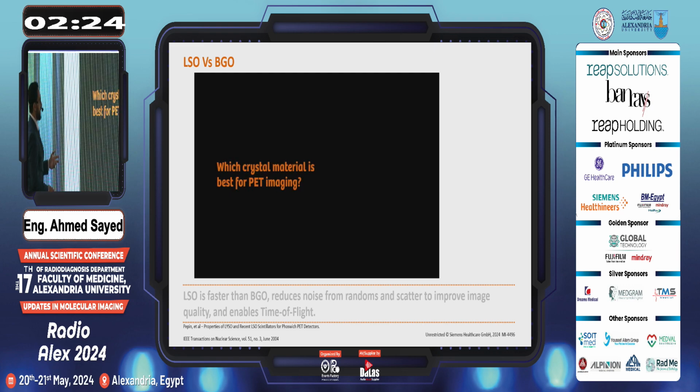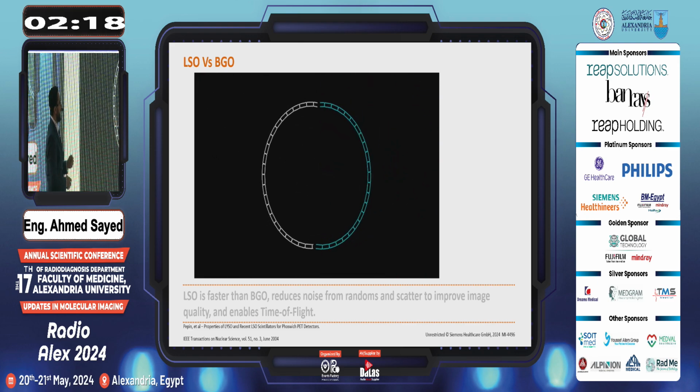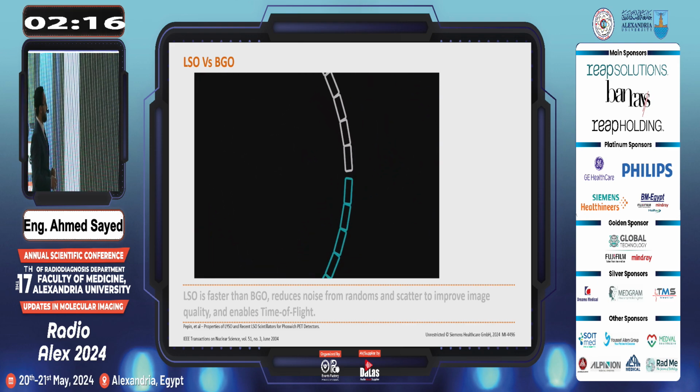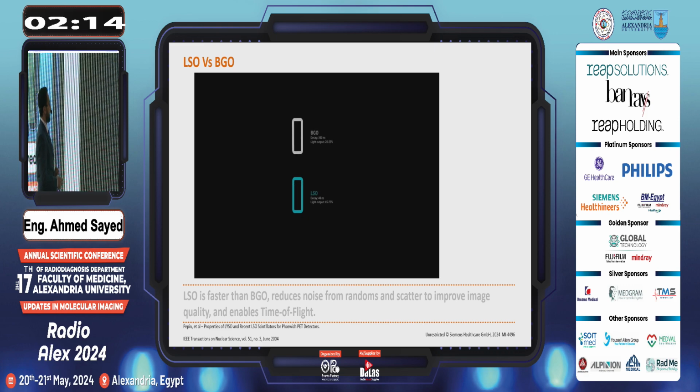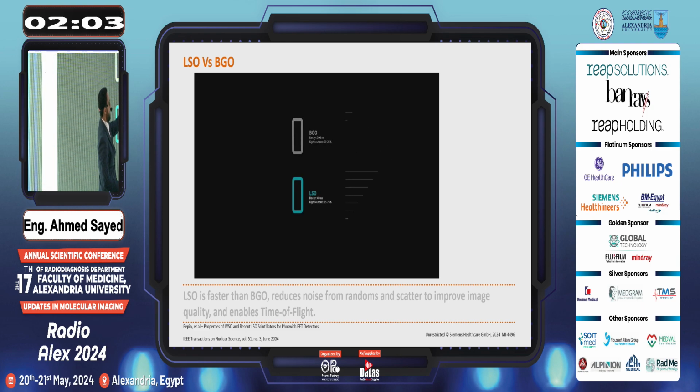This is an animation that shows the difference and what's happening inside the system, the difference between BGO and LSO. The blue one is LSO. The white is BGO. It's the incoming gamma ray from the patient hitting the crystal. This is the light signal. This is the signal from LSO.